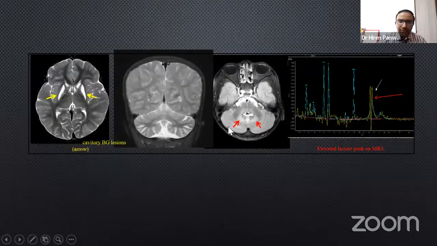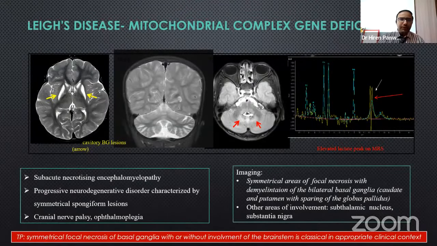And you can see that this is the MRS, which is run at a low TE. That's why we are seeing a large lactate peak here. If you do a TE of 140, you can see inversion of this peak. So that's a lactate peak. And this condition is known as Leigh disease. This disease can be caused by multiple mitochondrial complex gene deficiencies.